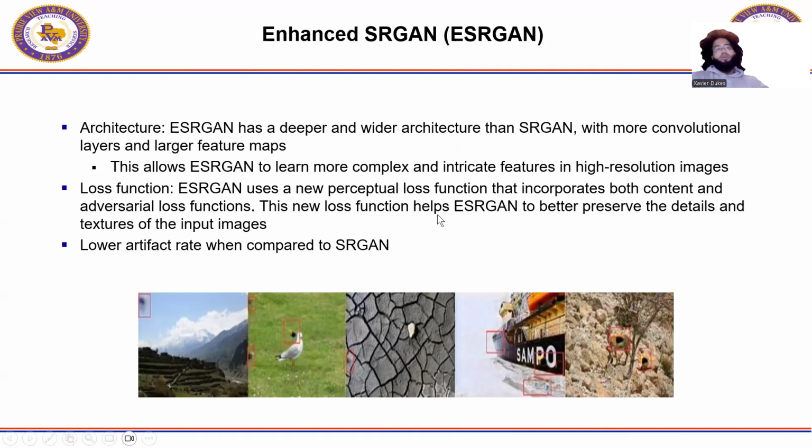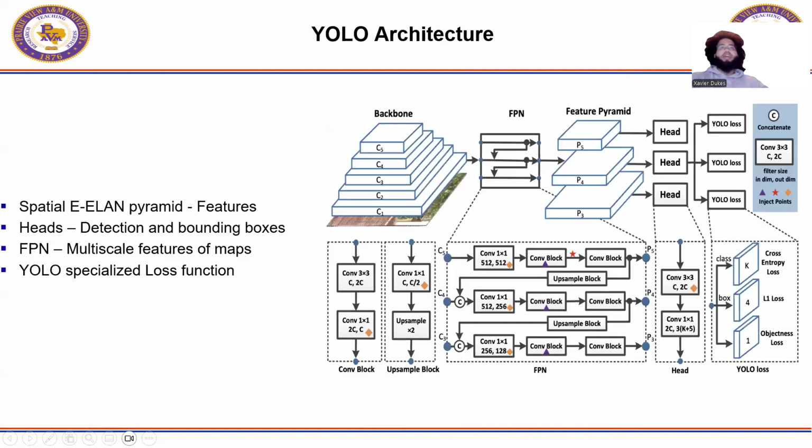There's also a lower artifact rate when compared to SRGAN. So some of that interpolation, sometimes it doesn't know what to do in these times of interpolation, and it produces artifacts that are somewhat inconsistent in the real world and things you wouldn't find. Here's some examples of that.